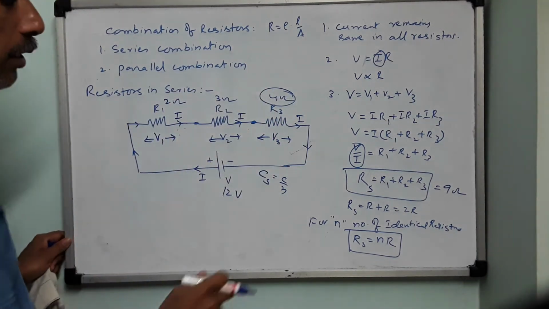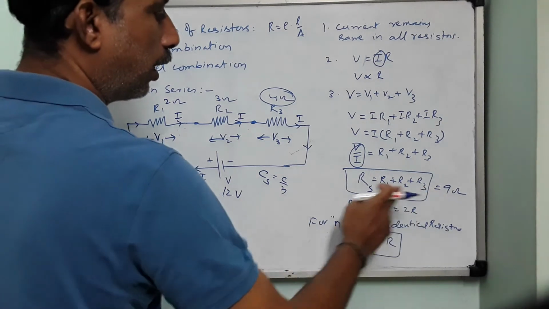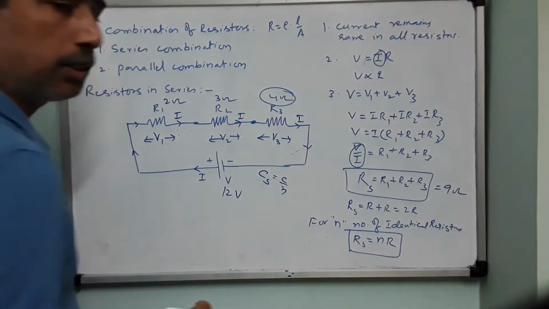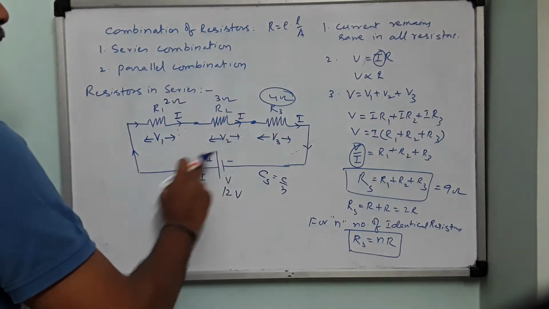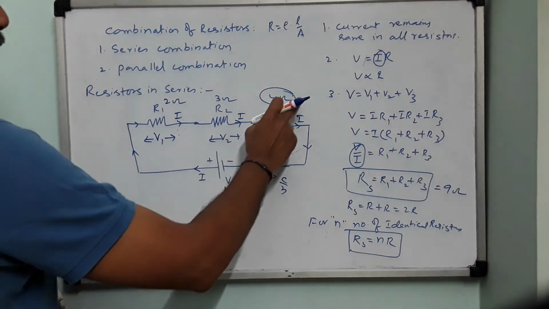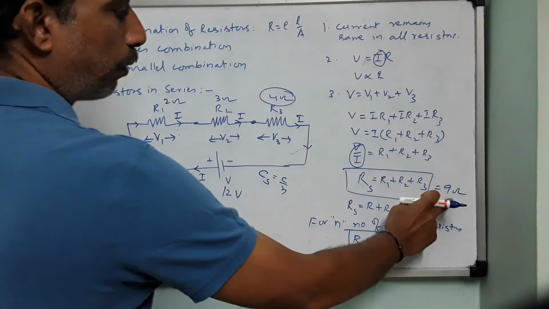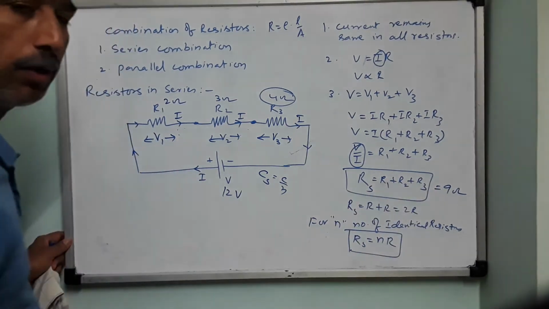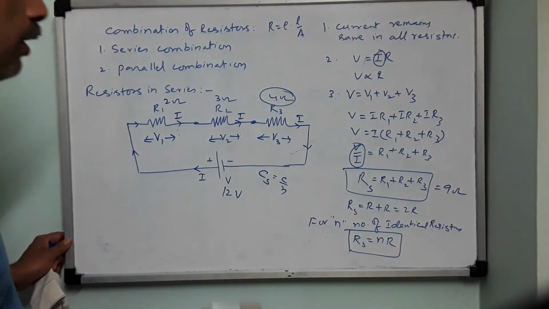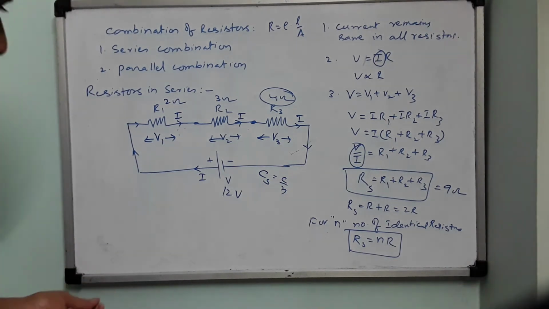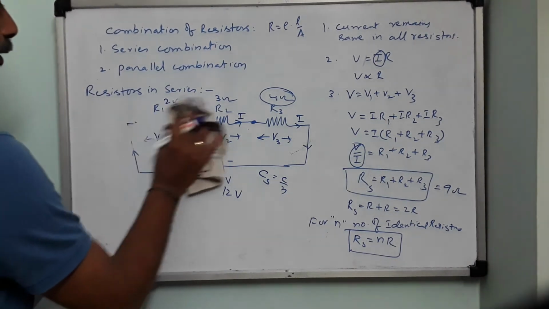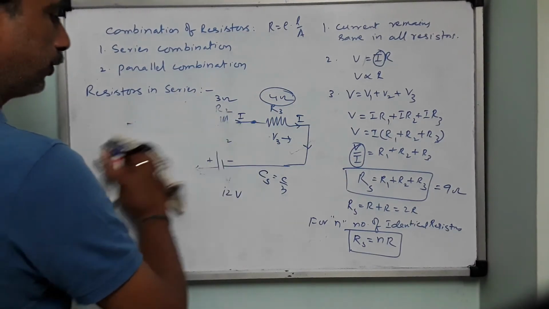I repeat, the effective resistance or the net resistance in series combination will be greater than the largest of the combination. Which is the largest of the combination? 4 ohm is the largest. How much did you obtain? 9 ohm. So therefore, the net resistance will be greater than the largest. So these are the points you should remember in series. Then we go for the other combination, which is known as parallel.